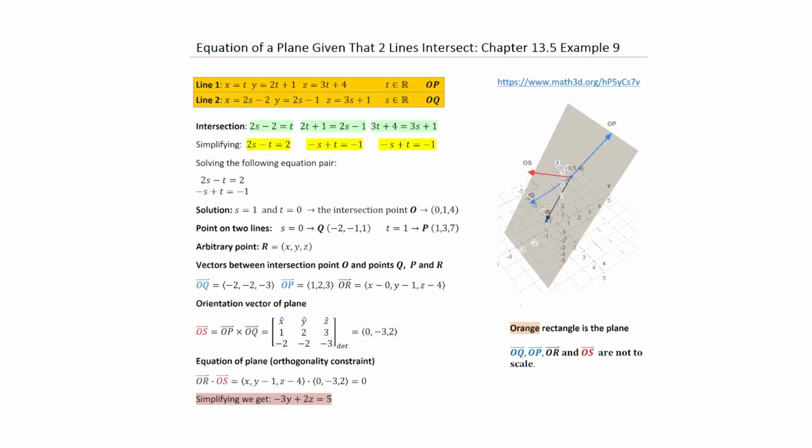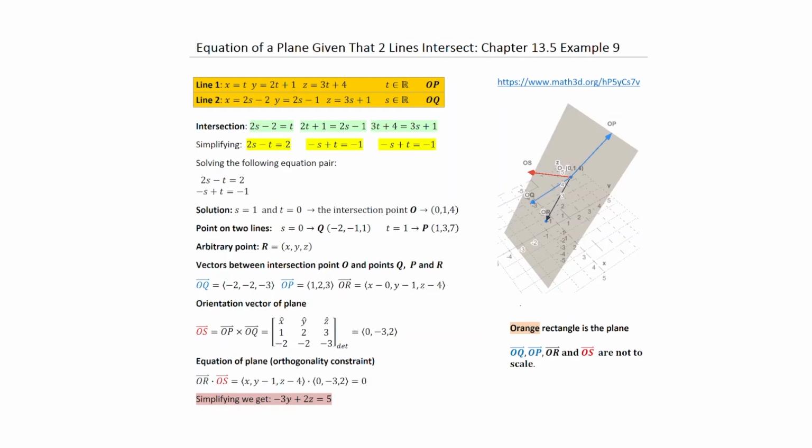All right, so let's look at another example, the equation of a plane given that two lines intersect. And this is example 9 from chapter 13.5. Now there is a diagram on the right, basically to complement the discussion on the left. And all the vectors that I've shown there also lie along lines, the OP and OQ in particular. So for instance, for line 1, we have to parameterize the line in terms of some variable. And we use two different variables because we're dealing with two different lines.